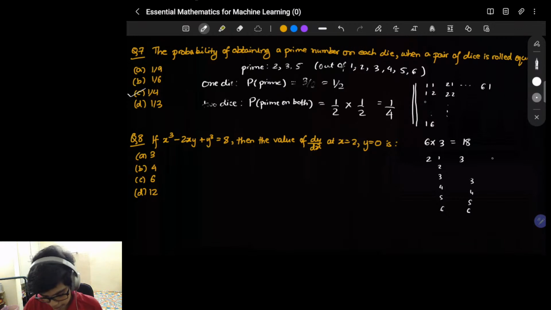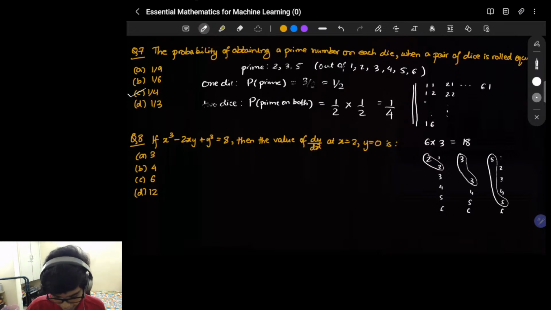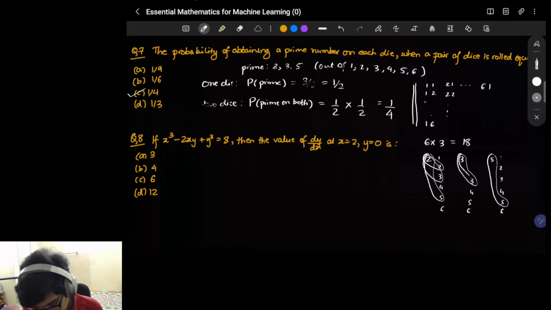Yeah, similarly, we will have 5,1, 5,2, 5,3, 5,4, 5,5, 5,6. Now notice that these cases also include prime on both die. So this 2,2, this 3,3, and this 5,5, this is when both the numbers are same. Similarly, 2,3, 2,5, and 3,2, 3,5, and 5,2, 5,3.